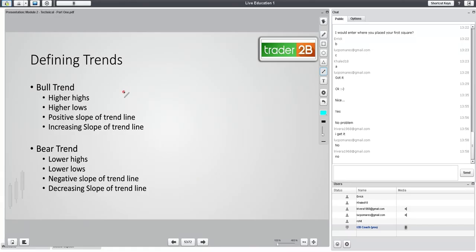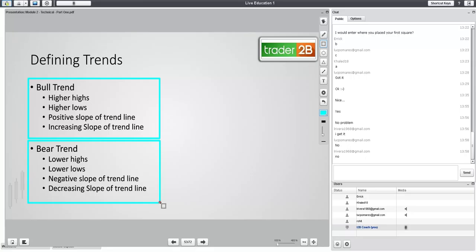So, defining trends. In bull trend markets, we're typically looking for higher highs, higher lows, positive slope lines, increased slope of the trend lines as well. These are all very strong signs of a healthy bull trend. In a bear trend, we're looking for lower highs, lower lows, a negative slope of the trend, decreasing slope of the trend. These are all signs of a bear trend moving down the markets.